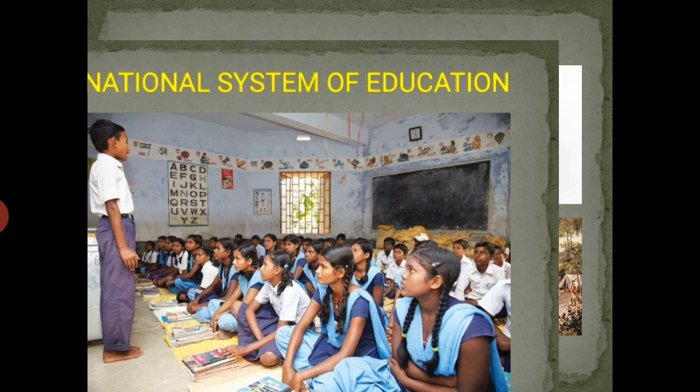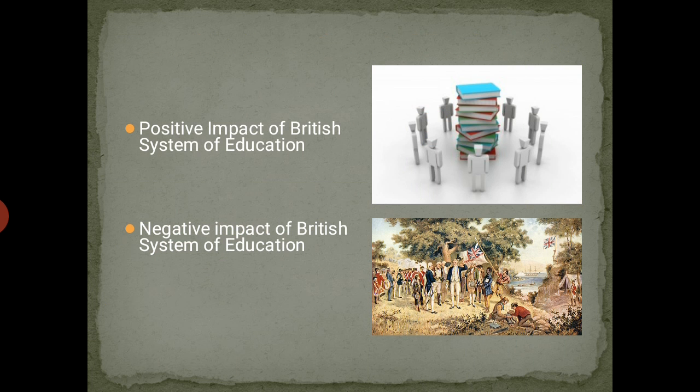Okay, so next one, the positive impacts of the British system of education. So listen, what were the positive impacts and what were the negative impacts of the British system of education? First, positive impact: ideas of nationalism spread in all parts and all sections of society. Again, educated women like Sarojini Naidu joined the national movements. It created awareness about the needs of social and religious reforms.